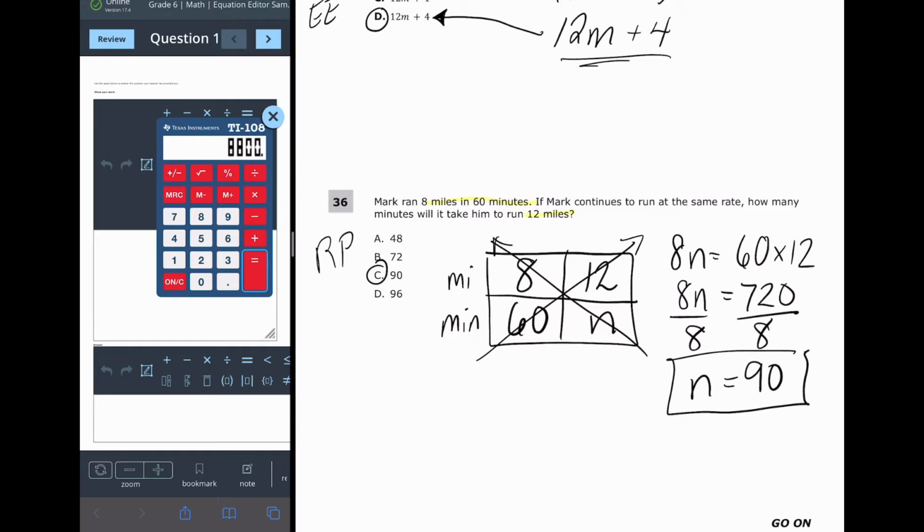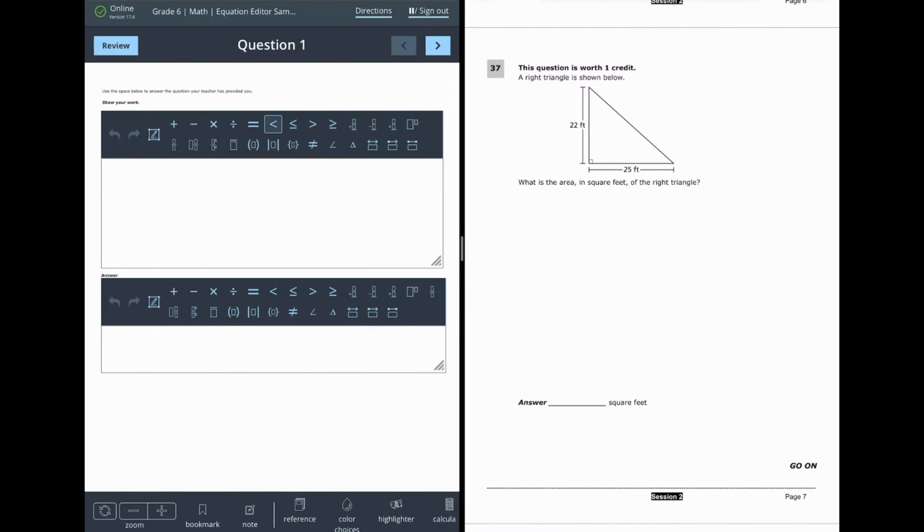and we'll jump right into our constructed response, 1-point problems. In this one, your answer should be 275, or you can write area A is equal to 275 square feet. Let's jump in and actually do the work for that.